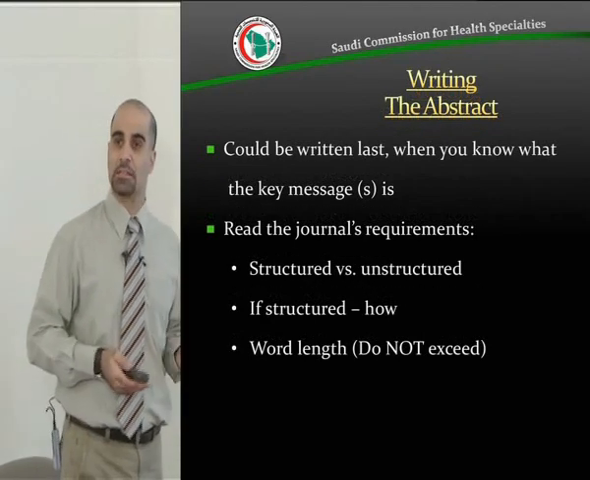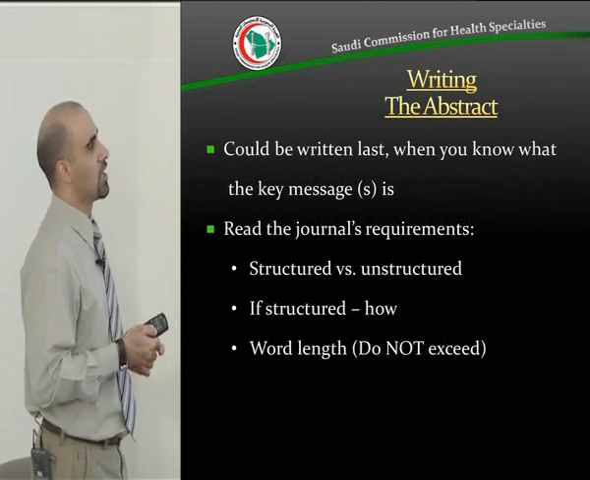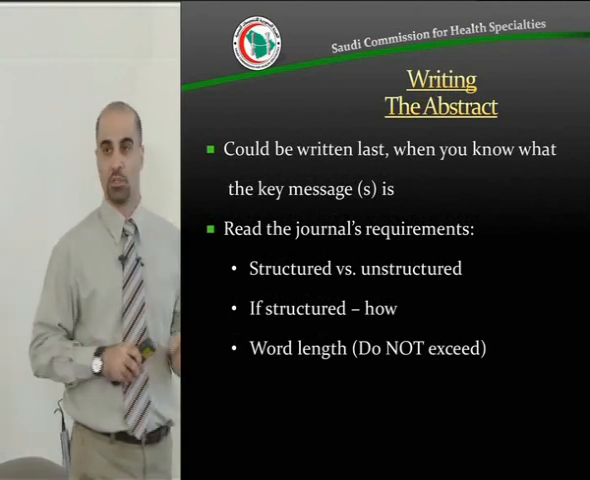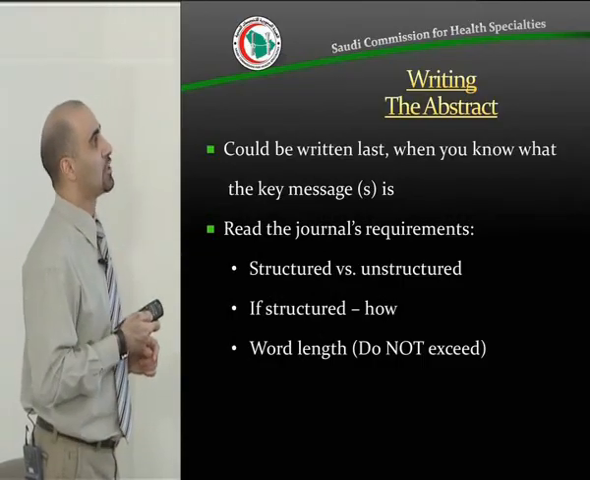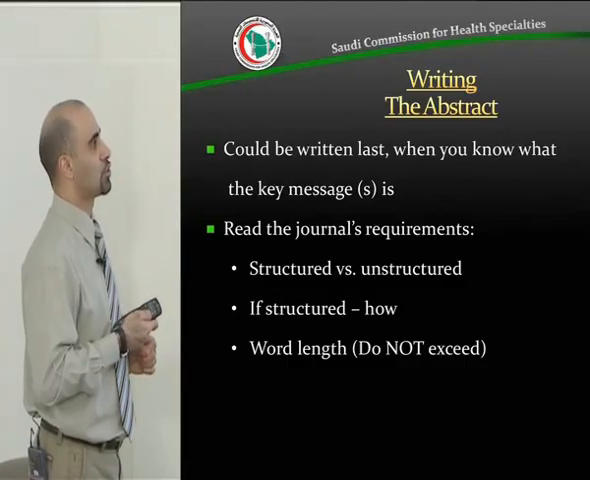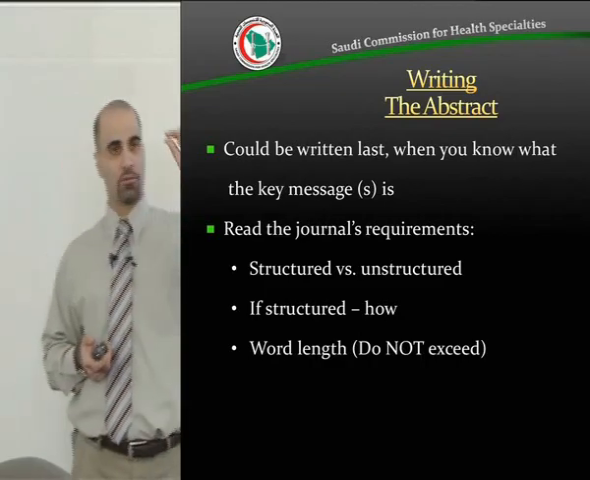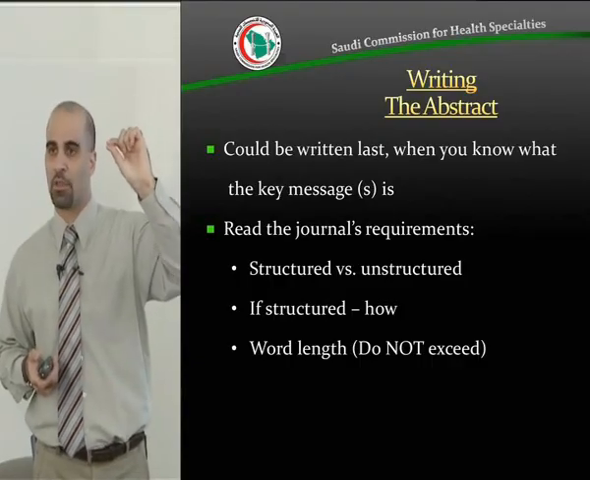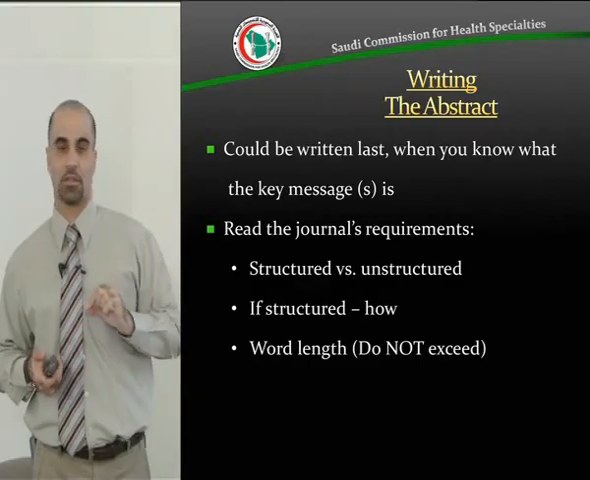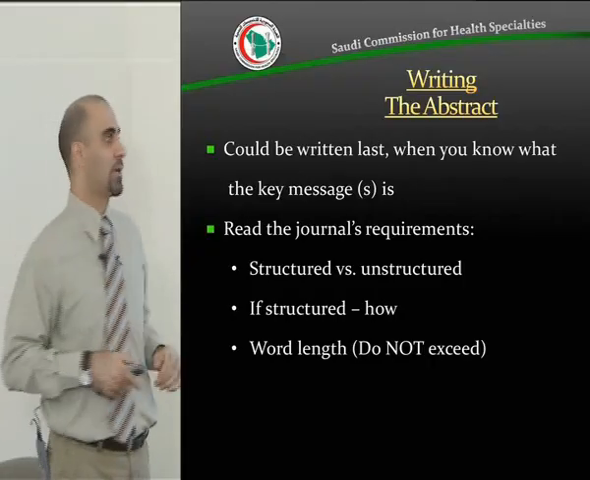research. The last thing I would do is the abstract. The abstract could be written last, when you know what the key message is. Once you finalize everything, you put the summary of the whole paper. Read the journal's requirements, structured versus unstructured. Structured means that you have to have a title for the objective, a title for the methods, a title for the results, and so on. And unstructured, where you have everything in one big paragraph.